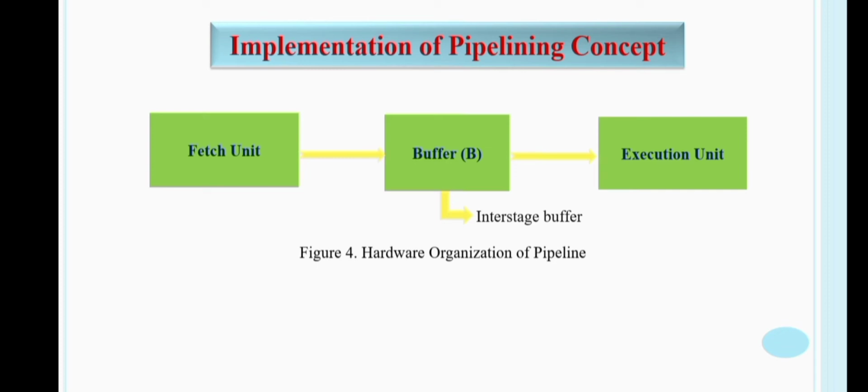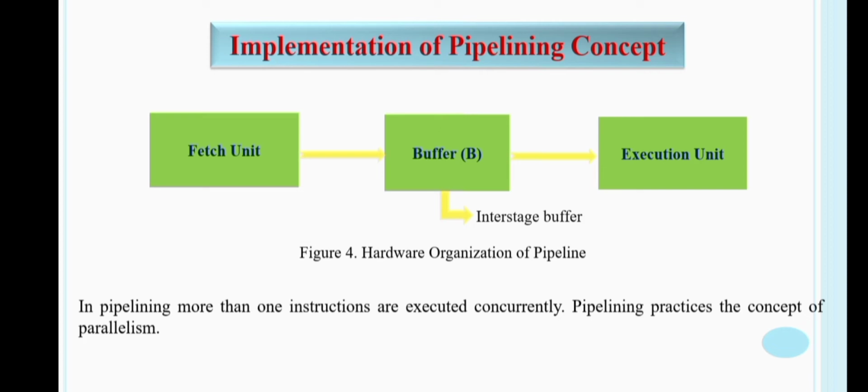When the data is available in the buffer, whenever the execution unit is free, it will take the data and start execution. When the execution unit starts to execute the instruction, simultaneously the fetch unit will fetch the next instruction. In this way, we are able to utilize the time of the processor. Multiple instructions can be executed at the same time. In pipelining, more than one instruction is executed concurrently. Pipelining practices the concept of parallelism.